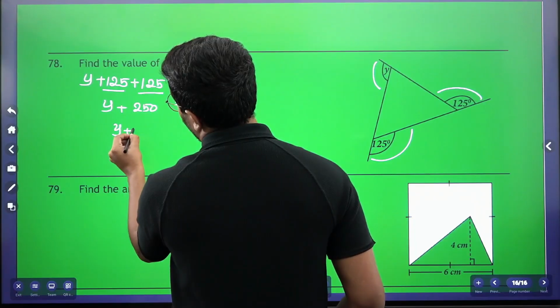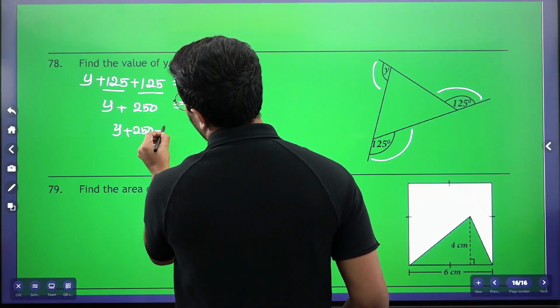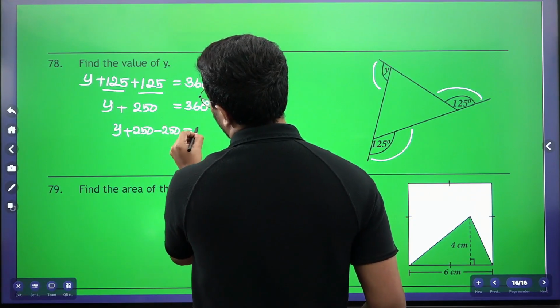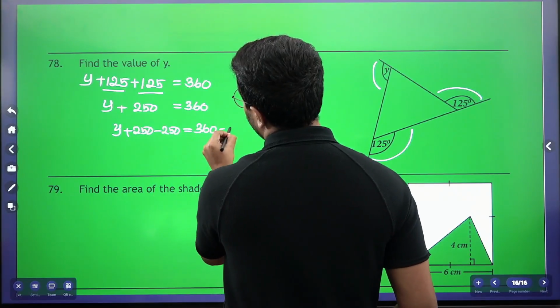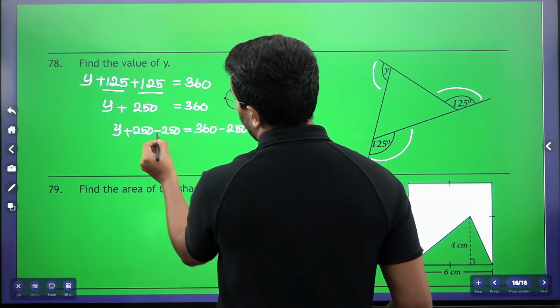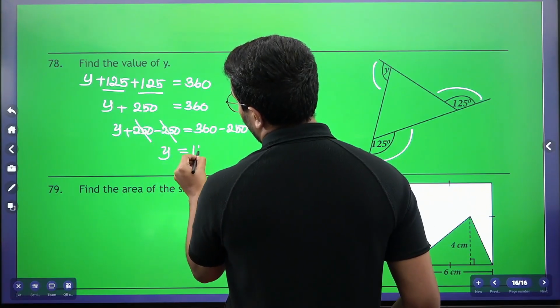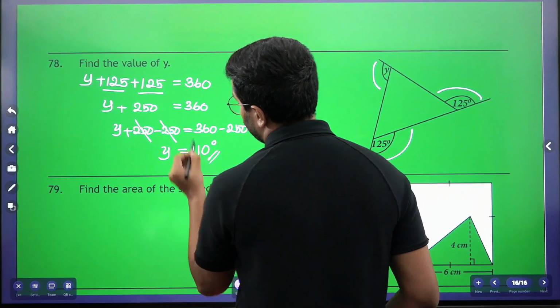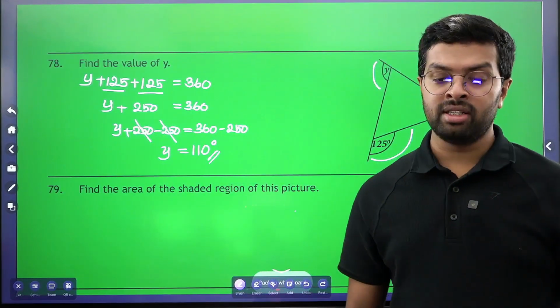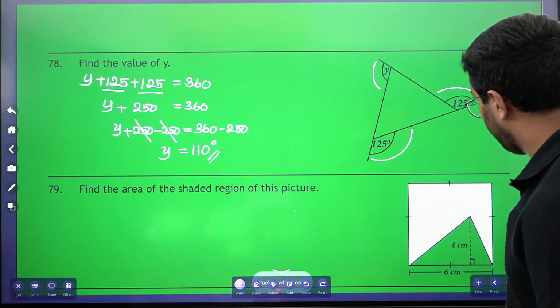We are asked for the value of y. Y plus 250 minus 250 equals 360 minus 250. Cancelling 250 with minus 250, y equals 110 degrees. So the value of y is 110 degrees.